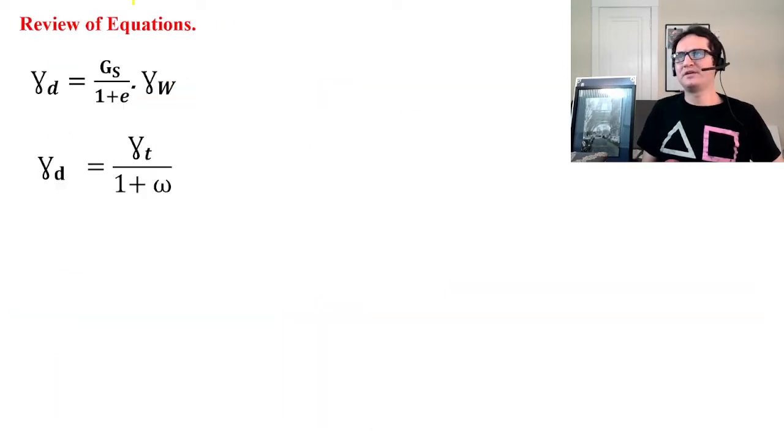So let's have a quick review of the equations. Dry unit weight is equal to, it's shown with two formulas. One is GS over 1 plus void ratio times unit weight of water, or there is a relation. Do you remember, if we have moisture content, we can convert total unit weight and dry unit weight, they have a mutual relation. As soon as you know what the moisture content is, you can convert these two to each other.